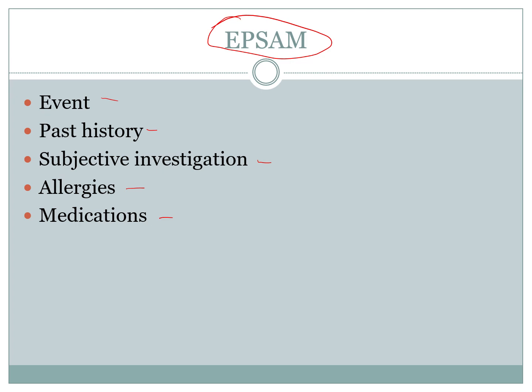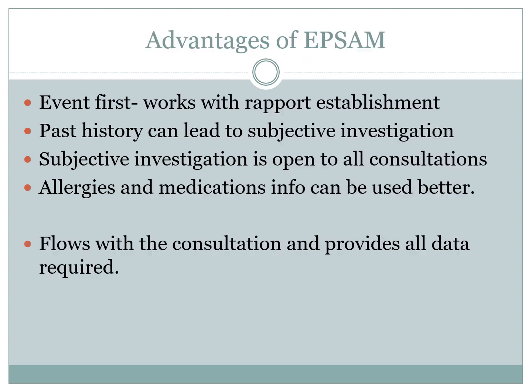So let's talk about a few of the advantages of EPSAM in my opinion. As I've mentioned, event is first. It aids rapport, you understand what's going on, and based on the event that they've told you, it will tailor what sort of past history you're going to obtain and what sort of investigation you're going to do as well. So when you're dealing with past history, you don't always have to ask every possible history imaginable. You get a history of the event, and then you get circumstantial history based on what you're dealing with.